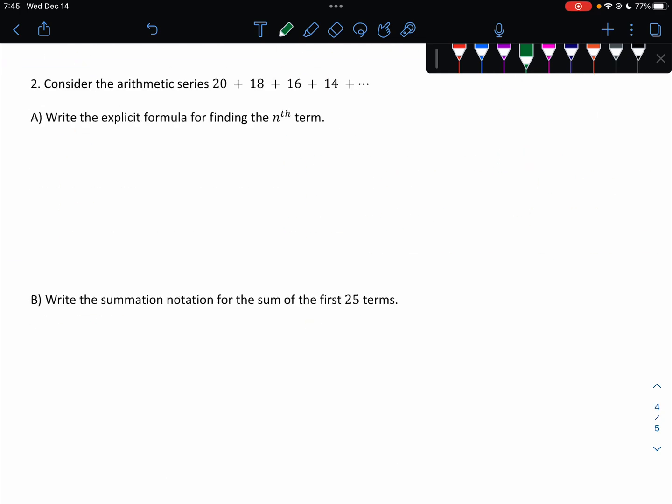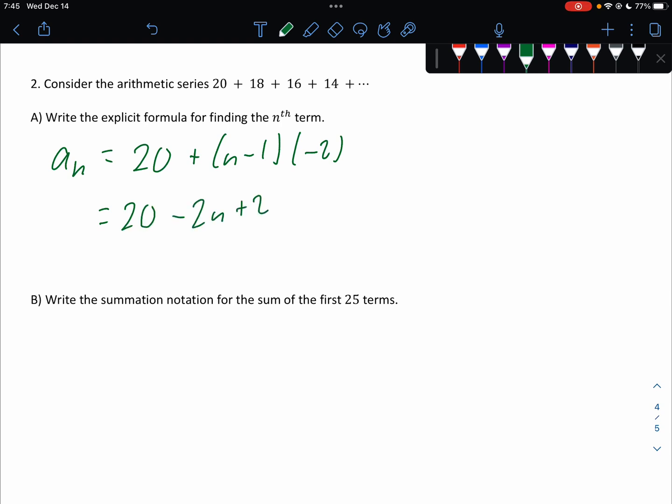Consider the arithmetic series 20, 18, 16, 14. Write the explicit formula for the nth term. This is not anything new for us. We should be able to do this pretty quickly at this point. So a sub n equals 20 plus n minus 1 times negative 2, our common difference. So 20 minus 2n plus 2, negative 2n plus 22 is our nth term.